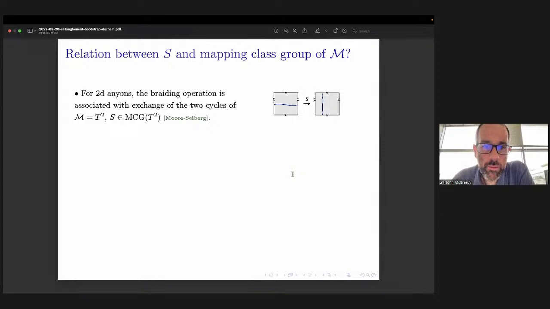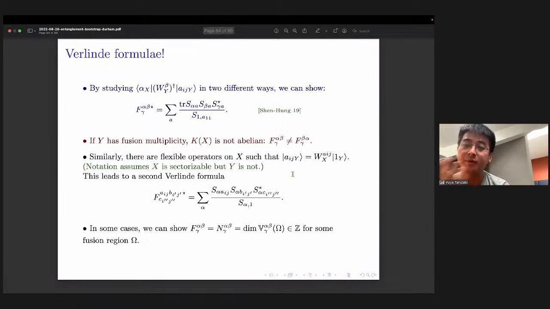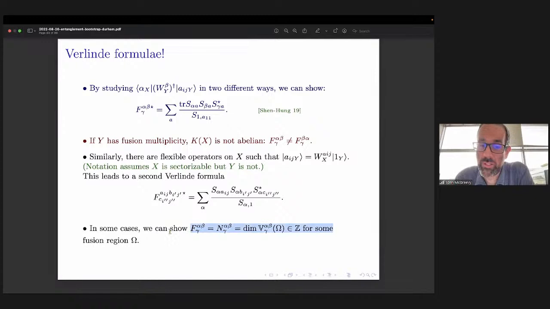An example that I've emphasized. Can I ask a question? Please. So does it mean that your definition does not necessarily correspond to the definition from the anyon line fusion rule? One of the examples where we can show this is the usual case of two plus one dimensional anyons.